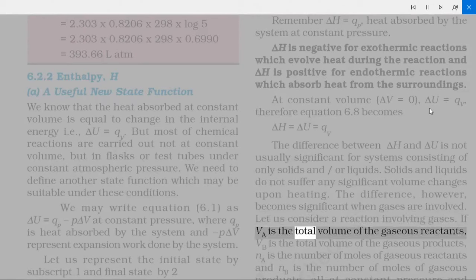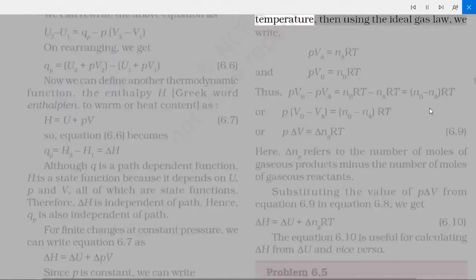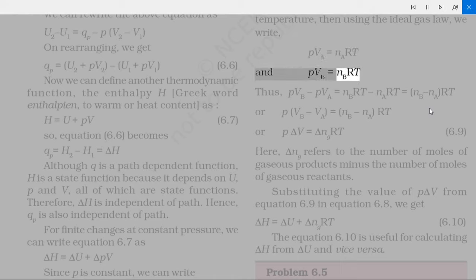If V_A is the total volume of the gaseous reactants, V_B is the total volume of the gaseous products, n_A is the number of moles of gaseous reactants, and n_B is the number of moles of gaseous products, all at constant pressure and temperature, then using the ideal gas law, we write PV_A = n_A RT and PV_B = n_B RT. Thus, PV_B - PV_A = n_B RT - n_A RT = (n_B - n_A)RT, or P(V_B - V_A) = (n_B - n_A)RT, or PΔV = Δn_g RT.